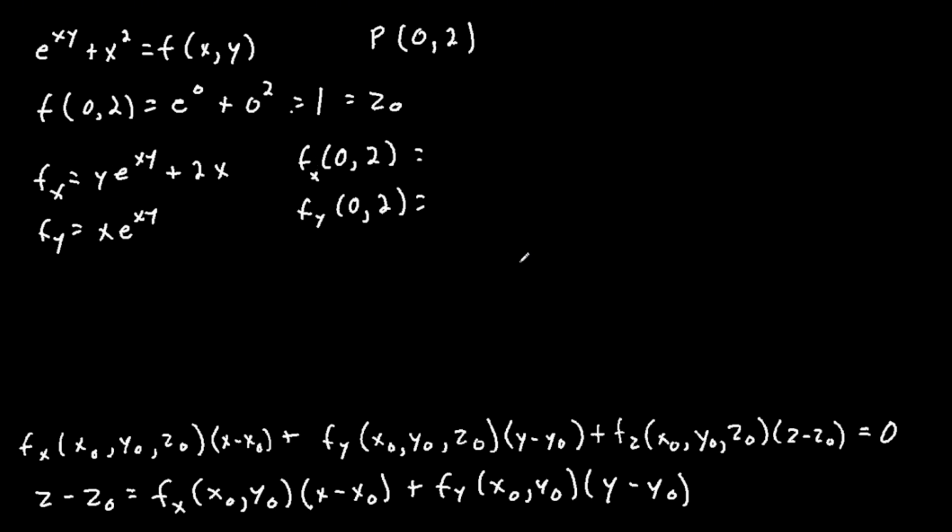So if we put in 0 here, we just get 0. If we put in 0 for the x value here, we get e to the power of 0, which is just 1, so this turns into 1. And our y value is just 2, so 2 times 1 is 2, and 2 times 0 is just 0, so this answers 2.